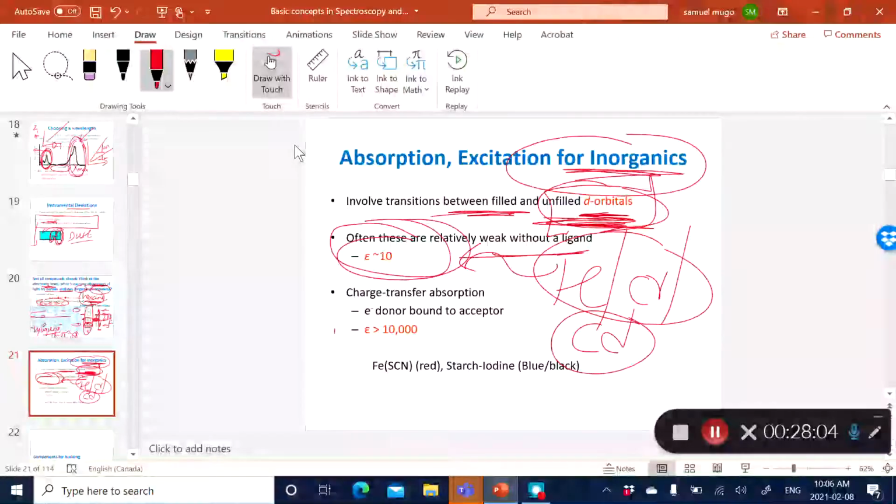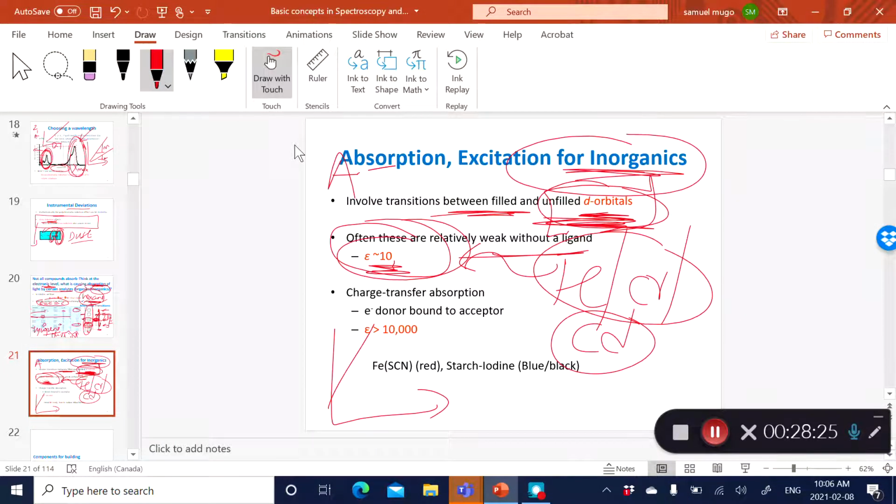Having said that, you're going to see that the sensitivity is very low if you just try to analyze inorganics without chelating them, without adding a ligand to them. Because the molar absorptivity is very low, okay? And the absorbance is linearly proportional to the molar absorptivity. So you want a very high molar absorptivity for us to have a very high absorbance. And so to increase the sensitivity, typically, we would chelate these inorganics with a ligand.